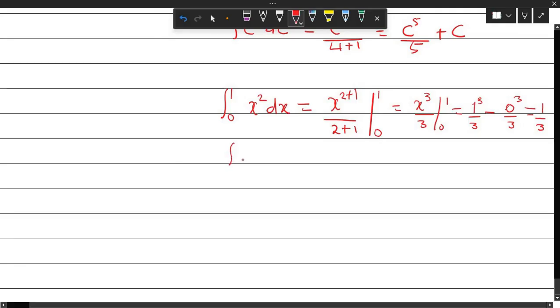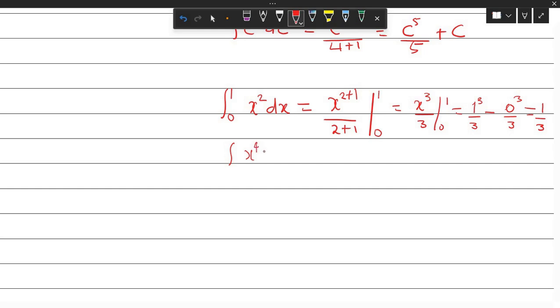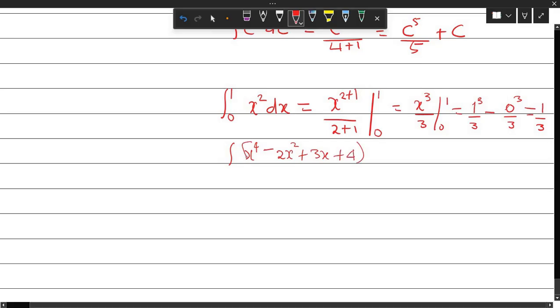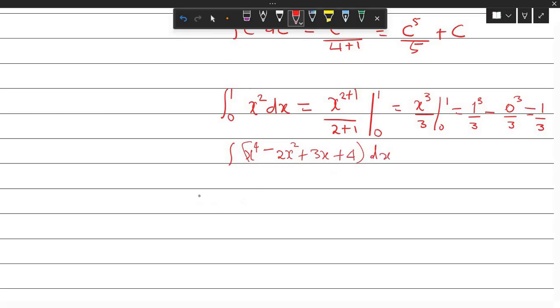So now we'll put x to the power, let's say 4, minus 2x squared plus 3x plus 4. Okay, so everything, put dx here. Then we are integrating from 1 to 2. Okay, so let's see how we solve this.